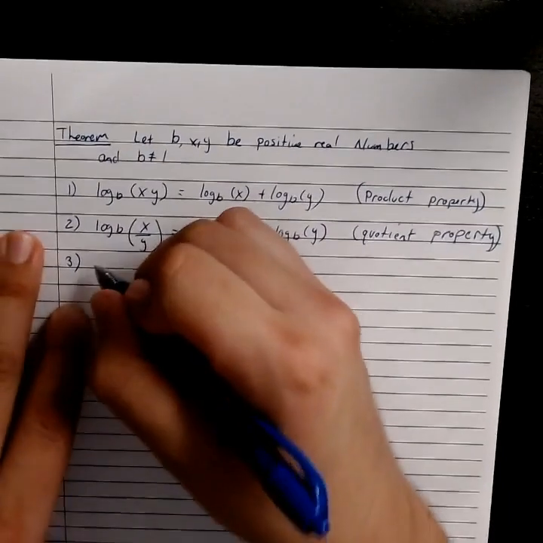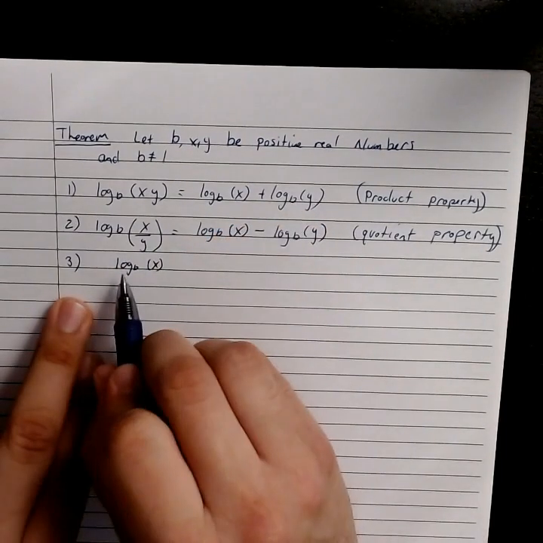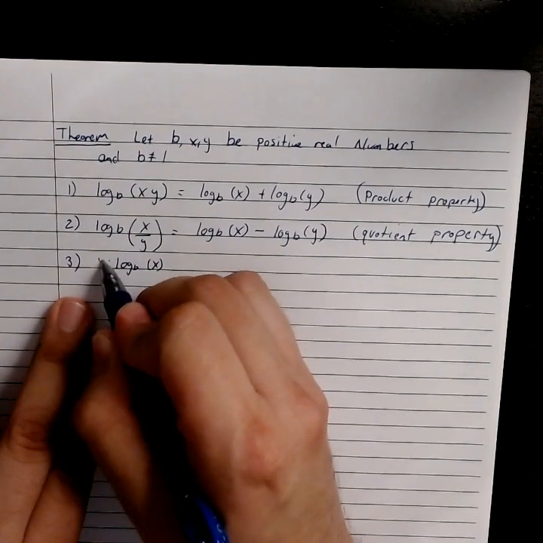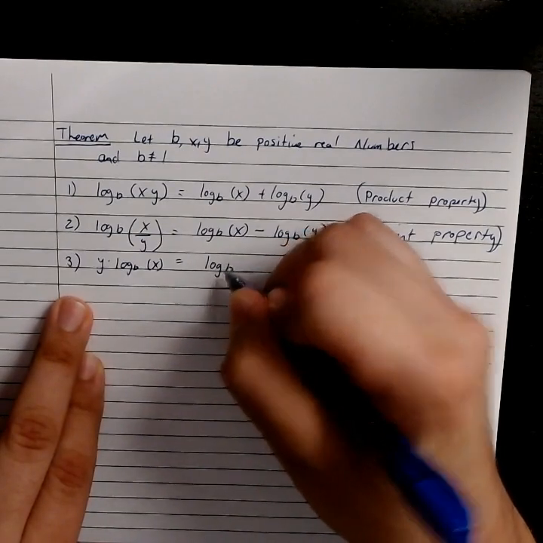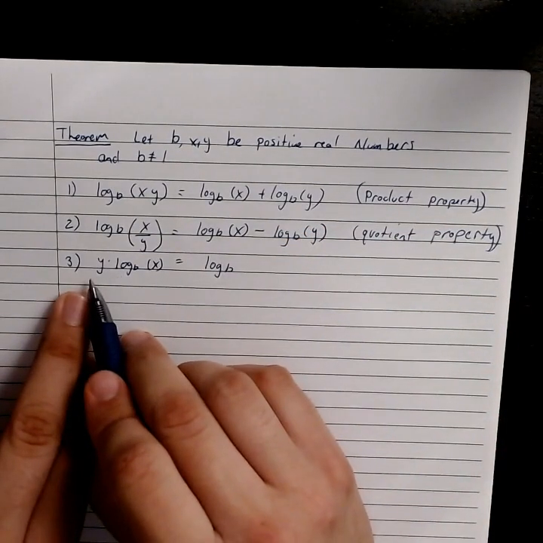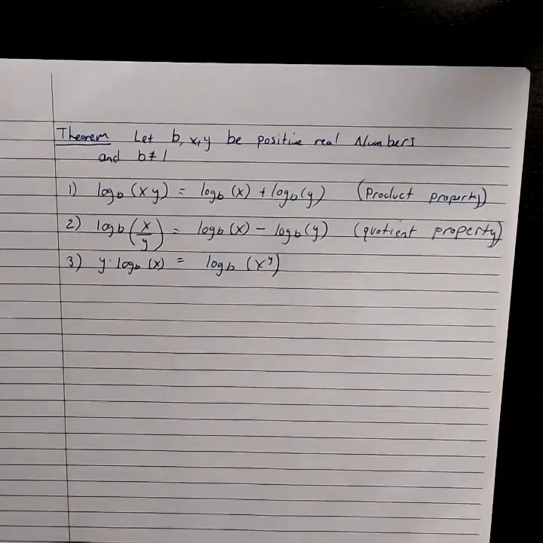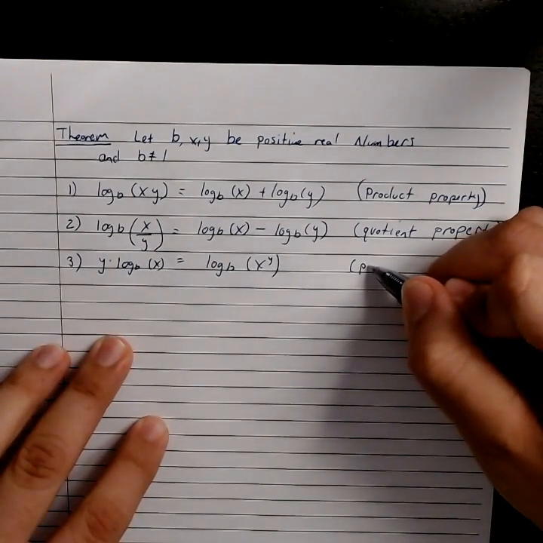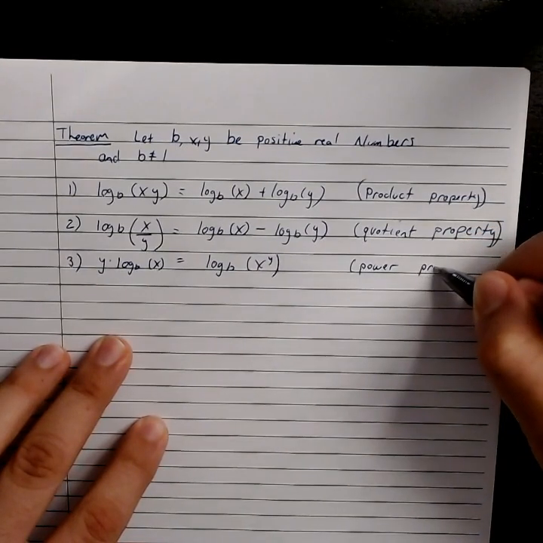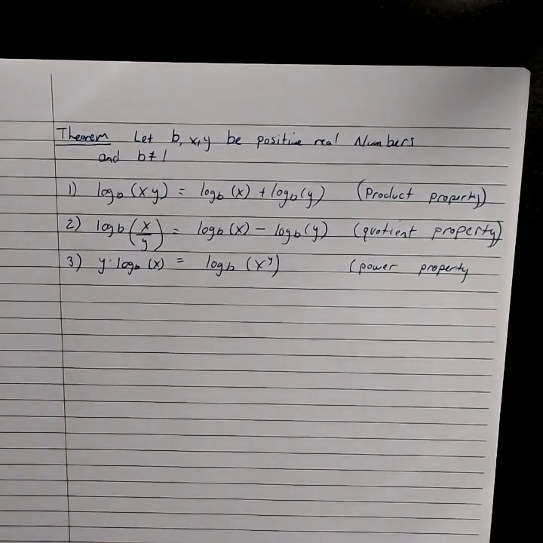And finally, number 3 says, if you take the log base b of x and multiply it by some number y, then that's the same as taking log base b, and instead of multiplying the whole logarithm by y, you can just raise the argument to the power of y. Just like that. Oh, my apologies. This one's called the power property.